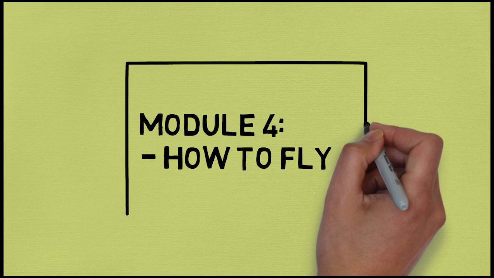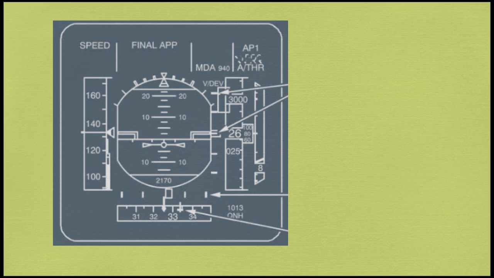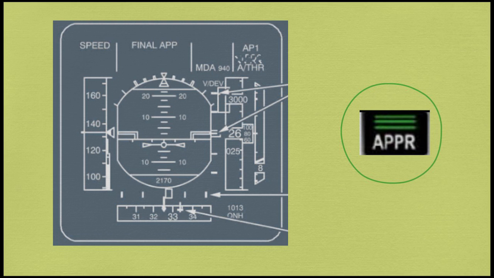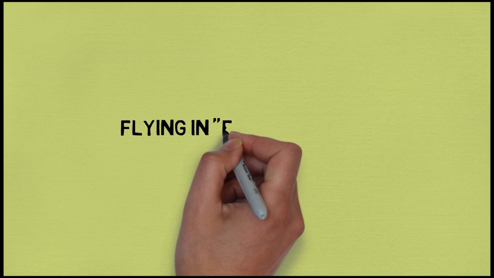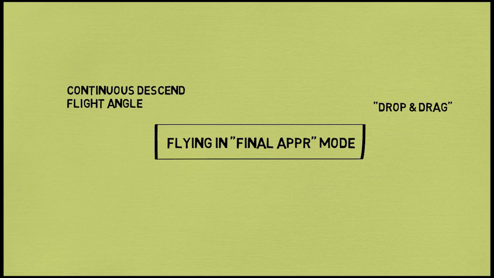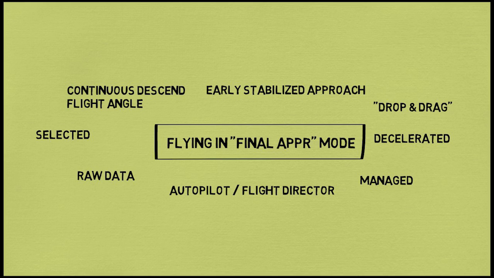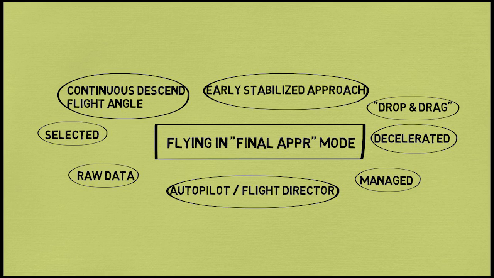The title of this module 4 is How to Fly. Well, that's obvious. You just press the approach push button and the aircraft will take care of the rest. And it probably will. But in real life, you will discover that flying a non-precision approach in the final approach mode can be a bit more complicated. In fact, life will throw you a lot of different scenarios that need to be considered. You see, no approach is ever flown exactly the same way. You always need to manage a number of aspects, no matter the level of automation. This module will examine some aspects of the actual flying and the different options that always need to be considered.